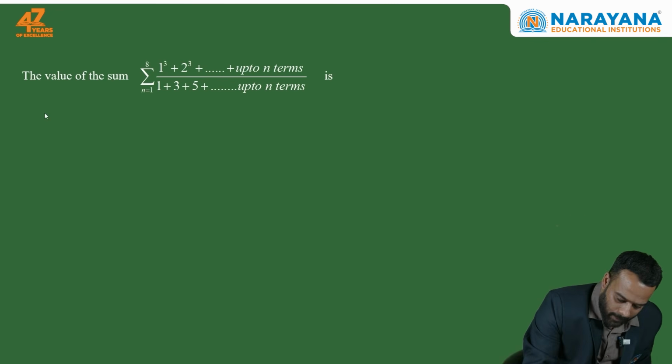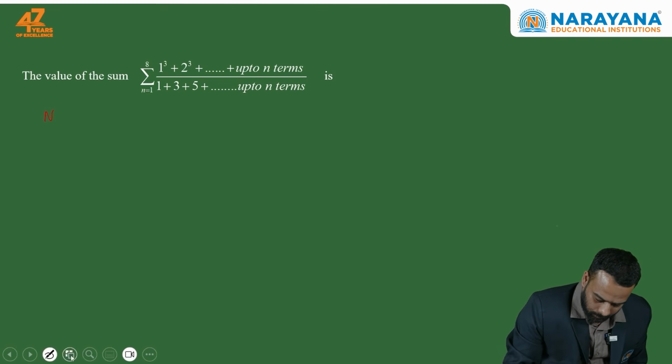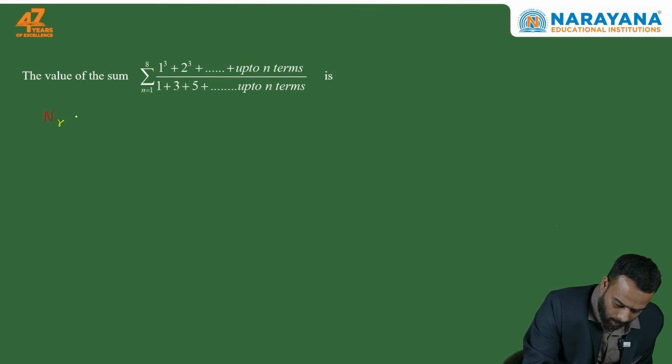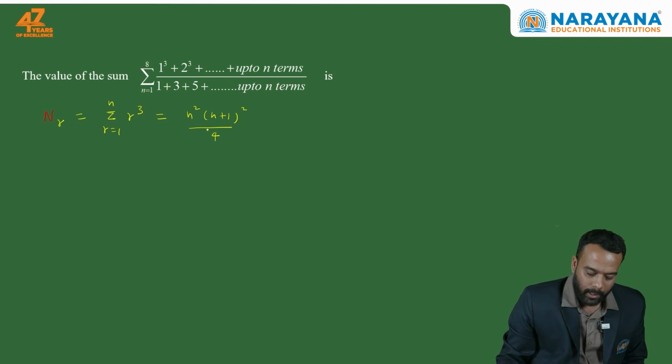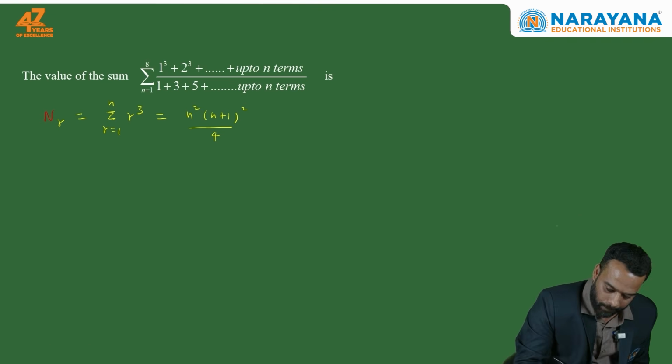So if we see the numerator inside the summation, it is sigma r cube from r equals 1 to n. That is nothing but (n(n+1)/2) whole square. So that is going to become n square (n+1) whole square by 4.